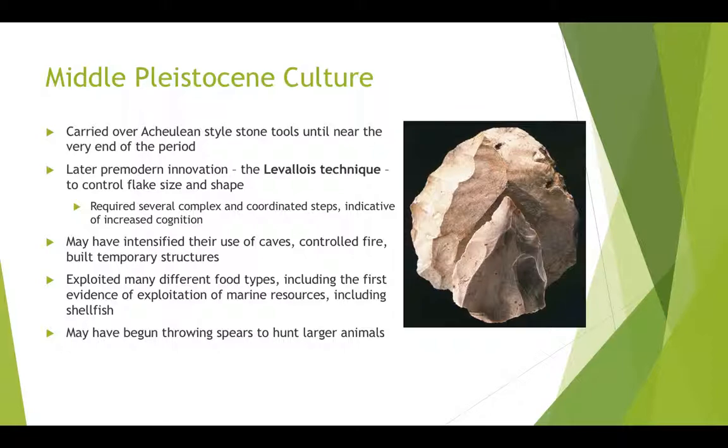These Middle Pleistocene hominins also exploited many different food types. We do have, for example, the first evidence of the exploitation of marine resources. So as the glaciers are retreating, we end up covering up what's called the continental shelf. If you think about how the shoreline looks, and you talk about what was collectively known in Nemo as the drop-off, we're talking about that point where the landmass really dramatically drops away to the depths of deep ocean.